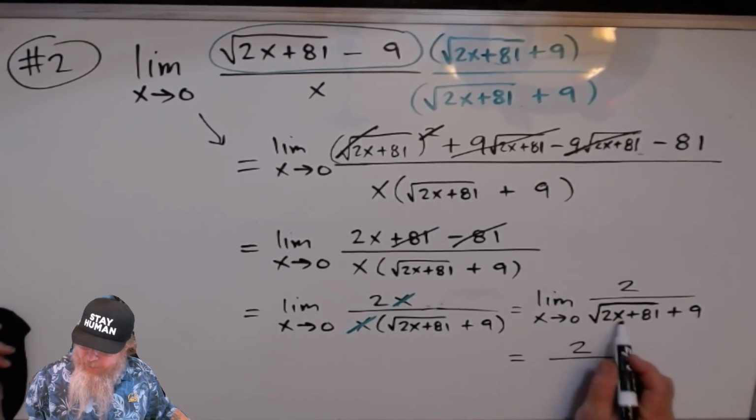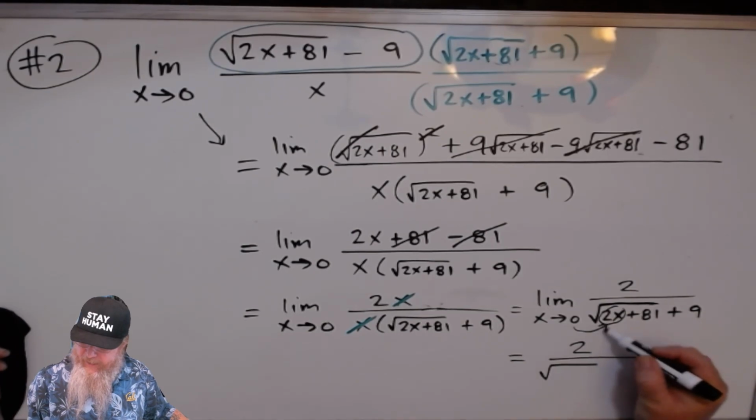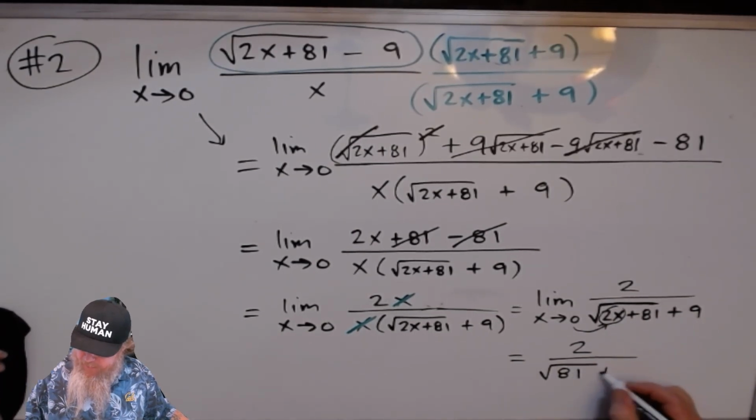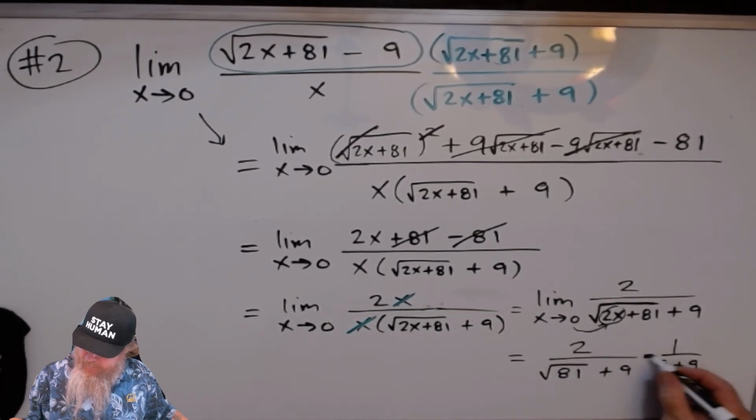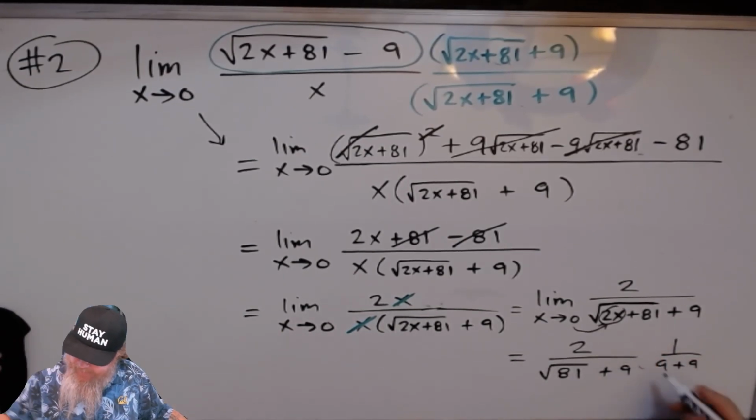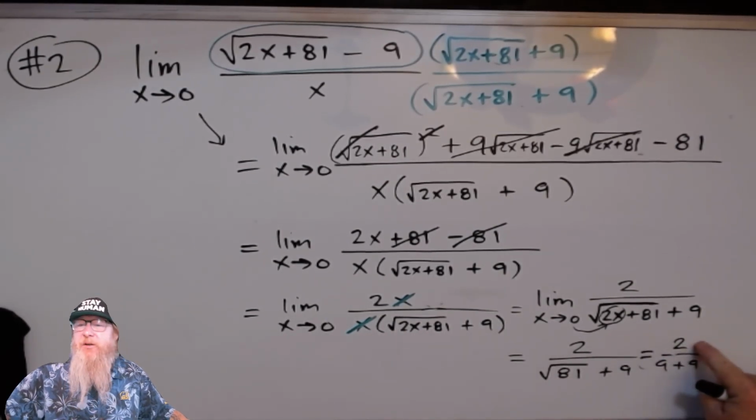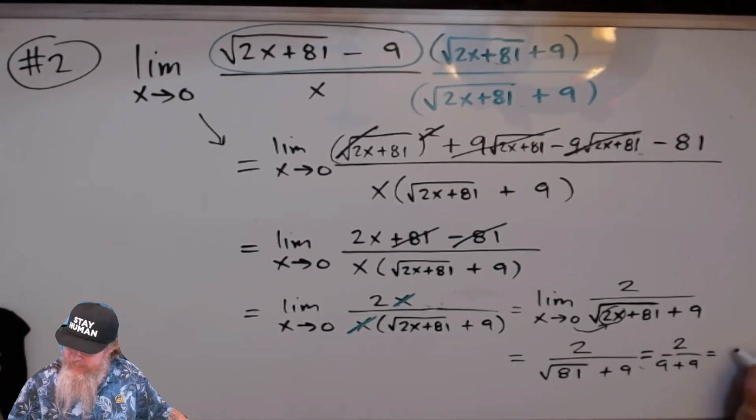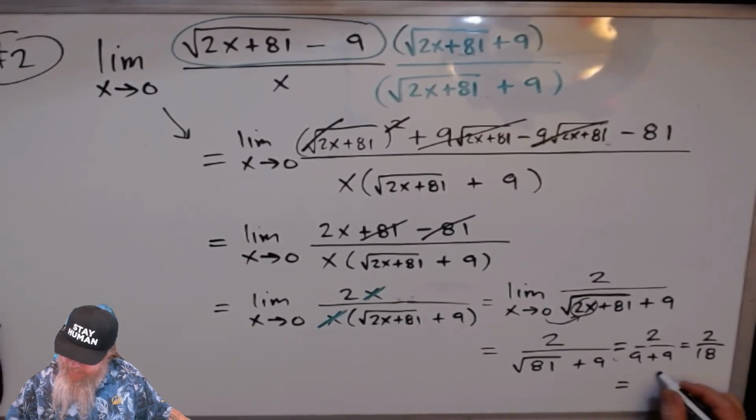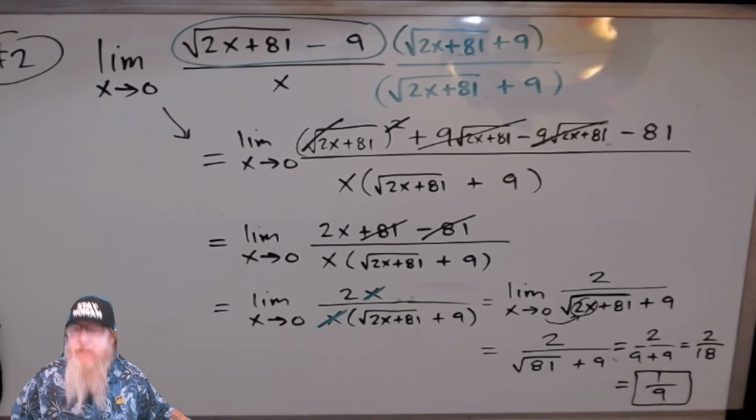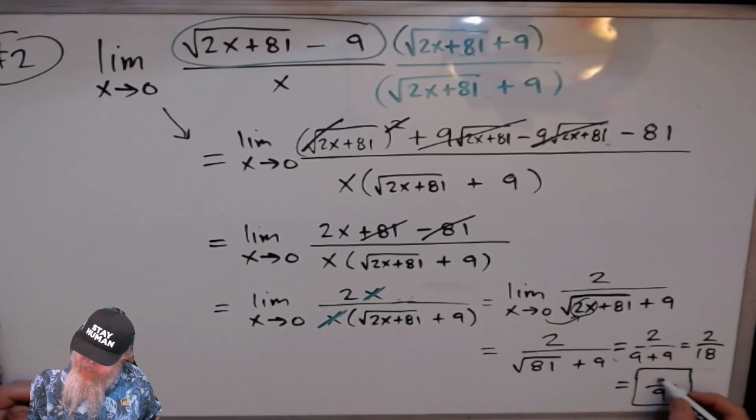All right, so now I can go ahead and plug in the 0. I'm going to skip writing it because I'm running out of room here, but when you plug in 0 here, this becomes 0, so you're just going to get the square root of 81. So that's going to be 9 plus 9. And so that's going to be 2 over 9 plus 9, which is 2 over 18, which is 1 over 9, or 1/9. And there we go. That is the end of this section on algebraic manipulation.